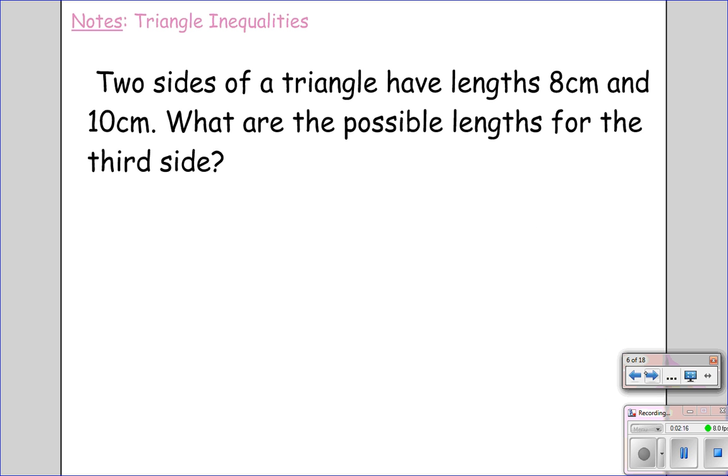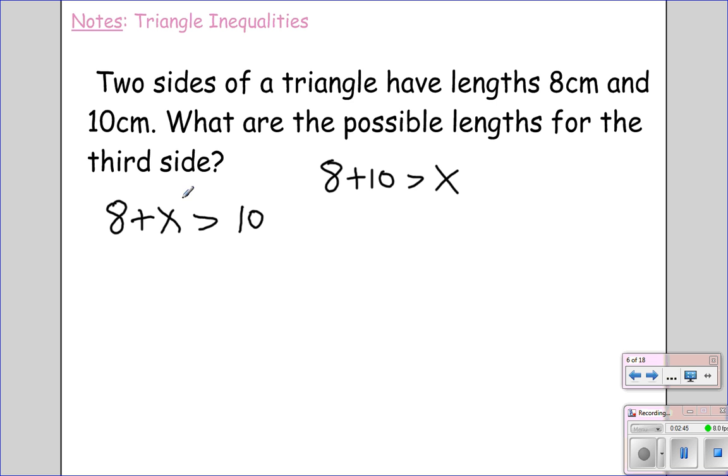Okay, so not only can we test to see if it'll form a triangle, but we can actually find a range for our third missing side. So two sides of a triangle have lengths 8 centimeters and 10 centimeters. What are the possible lengths for the third side? So on these, we need to set up our inequalities. We take our first two sides, 8 and 10, and we say 8 plus 10 must be bigger than our third side, which is x. Well, we can also say 8 plus our third side, x, has to be bigger than 10. And the last way we can arrange this is 10 plus x has to be bigger than 8.